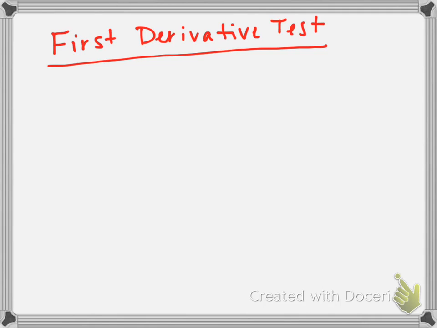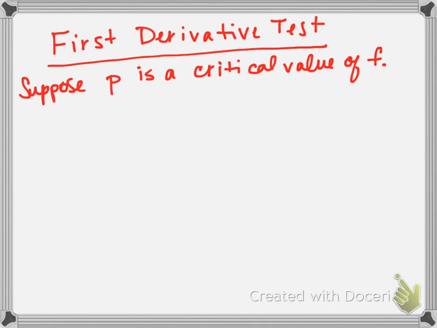All right, so now we're going to have two different ways that we can find our local maxima or local minima. And they're both useful. You can use one or the other. The first one is called the first derivative test. In the first derivative test, and actually in both of our tests, we're going to start with a critical value of f. So let's suppose p is a critical value of f. It's important that we find those critical values. Remember, critical values are x values where the first derivative equals 0 or the first derivative does not exist. So we're going to start with a critical value.